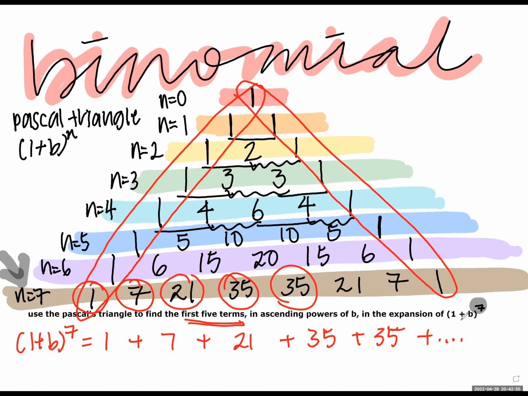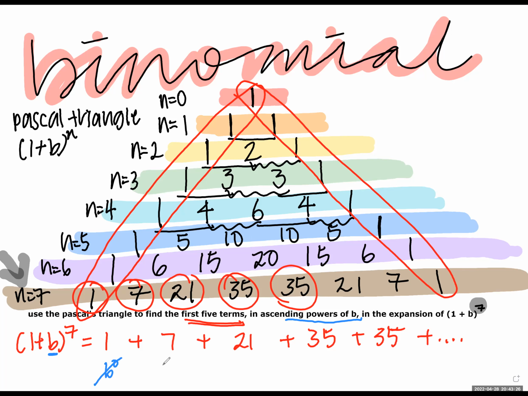So far so good? These numbers are only for the coefficients, so we still have the b. All this red is only focusing on the coefficient. So how do you get the b? We always start with b to the power of 0, because ascending powers of b start from b to the power of 0. And b to the power of 0 is just 1, so we do not need to write it.